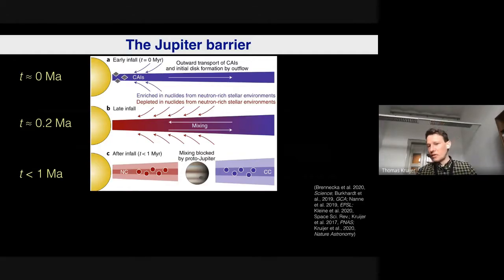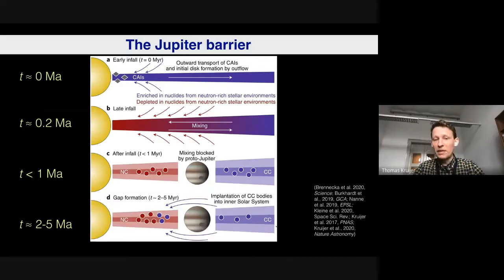Now, at some point, some additional processing must have happened. To explain the present-day asteroid belt, for instance, we need to have some implantation of these CC bodies into the inner solar system. This happened several million years later. And this can have happened, for instance, by migration of Jupiter, as has, for example, also been proposed in several dynamical models, such as the Grand Tack model. But I'm not going into detail about this today.